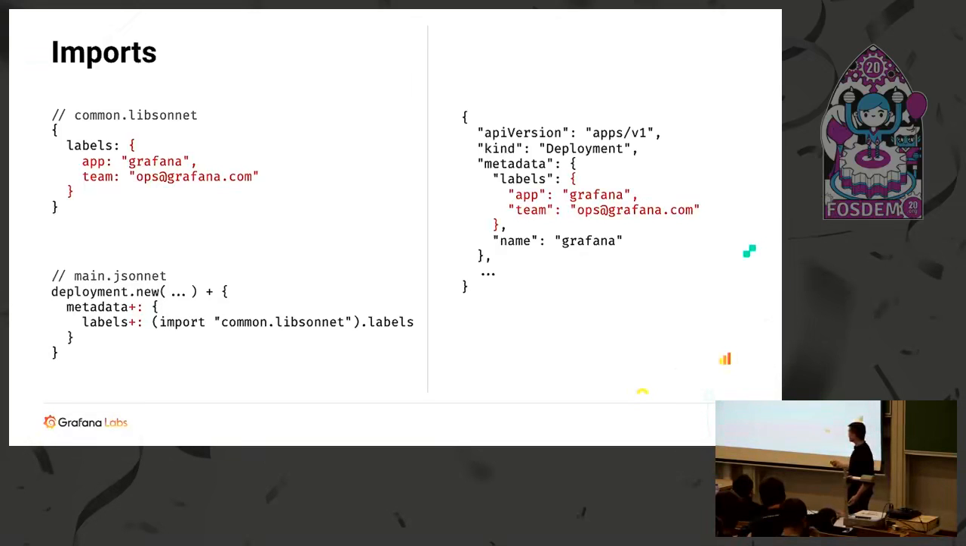Consider a file called comma-lib-sonnet with this content, and another one that imports exactly that file and takes the labels subkey out of there. The JSONnet runtime then just copy-pastes practically the content into the correct location on the object.